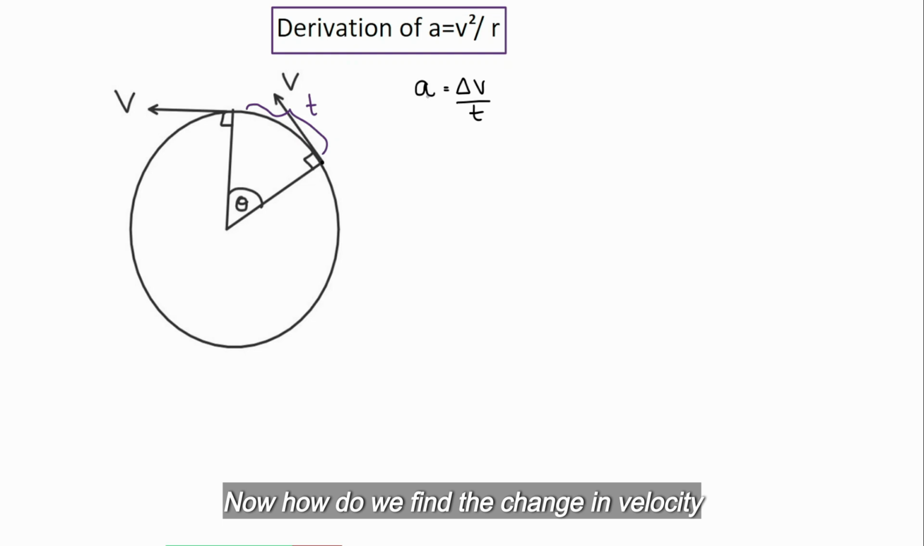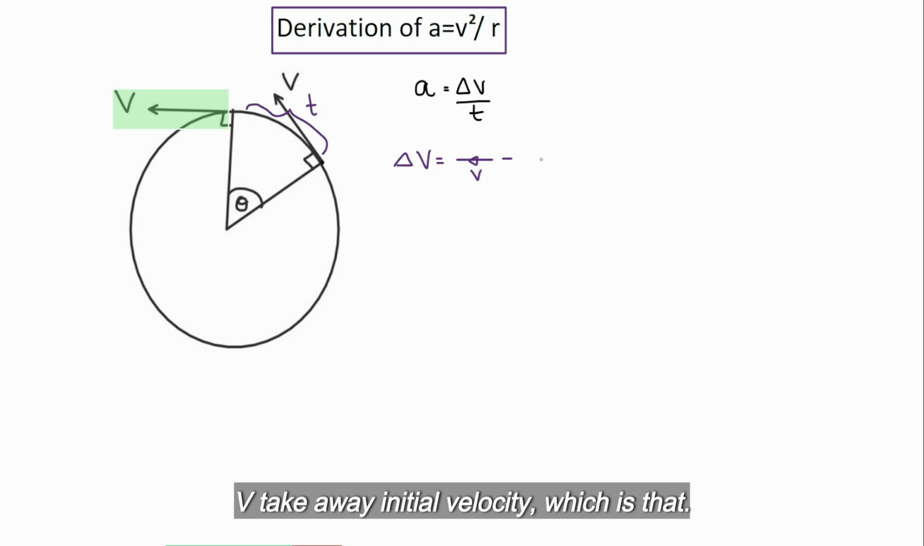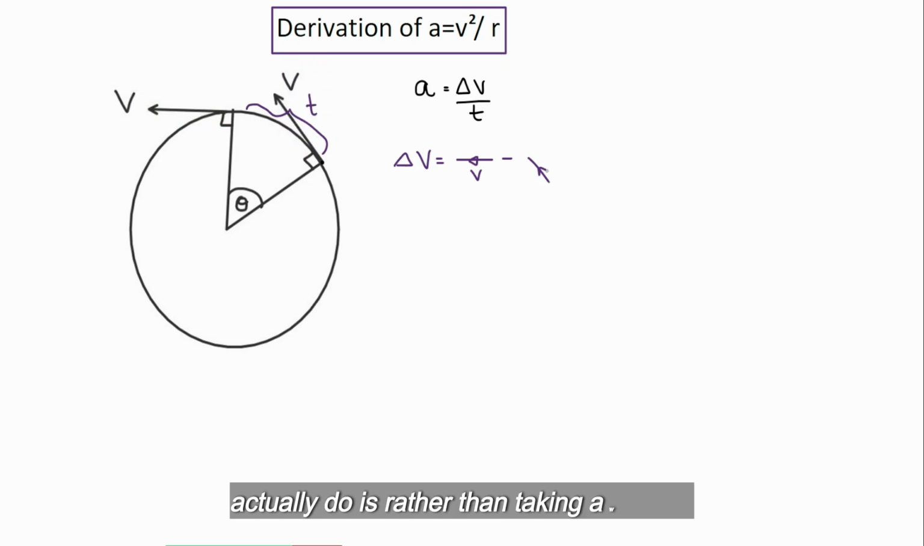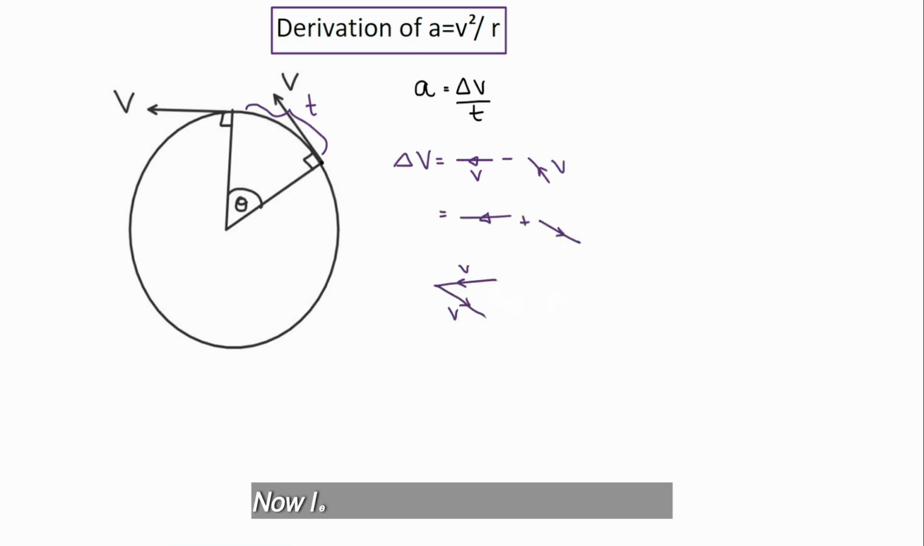Now, how do we find the change in velocity, delta v here? Final velocity, which is this v, take away initial velocity, which is that. But now these are vectors. So when we take away vectors, rather than taking away, we add the negative vector. So get the negative vector and add. Now let's see how to do this one. Let's draw it on a diagram. So we have one v like that, and we have the other one like that.